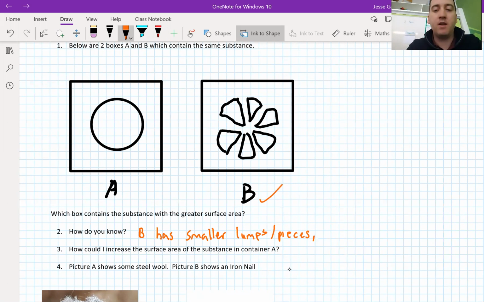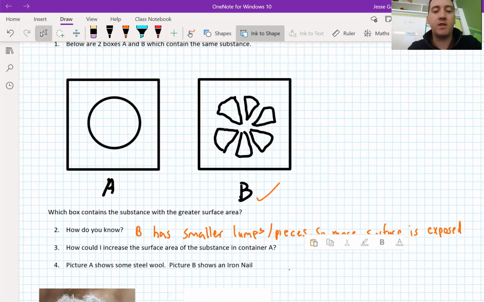Now, what does that mean? We could say more surface is exposed. Therefore, it's got a greater surface area exposed. Okay, so B has smaller lumps or pieces, so more surface area, more surface is exposed.